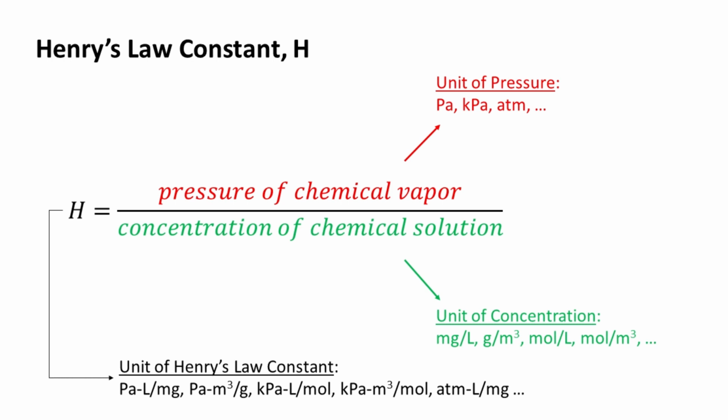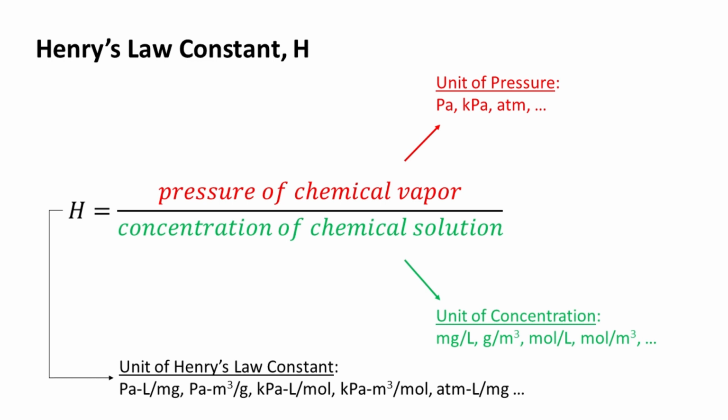The second parameter is Henry's law constant. By its definition, Henry's law constant relates the pressure of the contaminant in the vapor phase with the concentration of this contaminant in its solution phase at equilibrium. When the same unit is used for Henry's law constant, a larger value indicates higher volatility, whereas a smaller value indicates lower volatility. Maybe you have already noticed the problem.